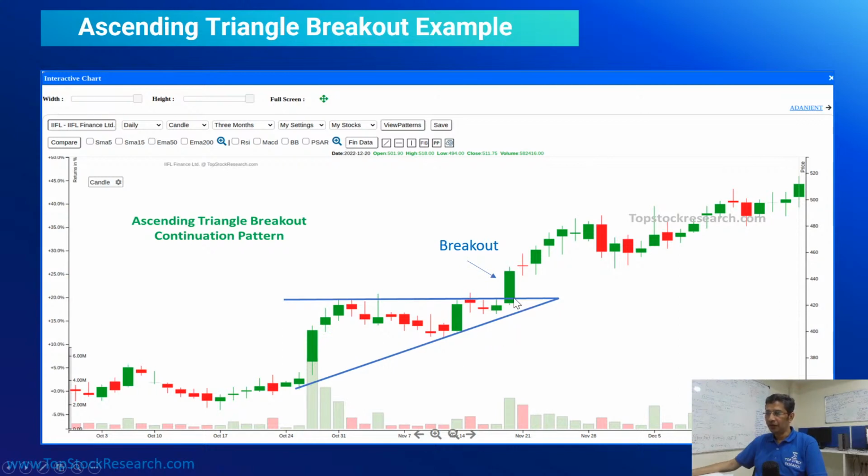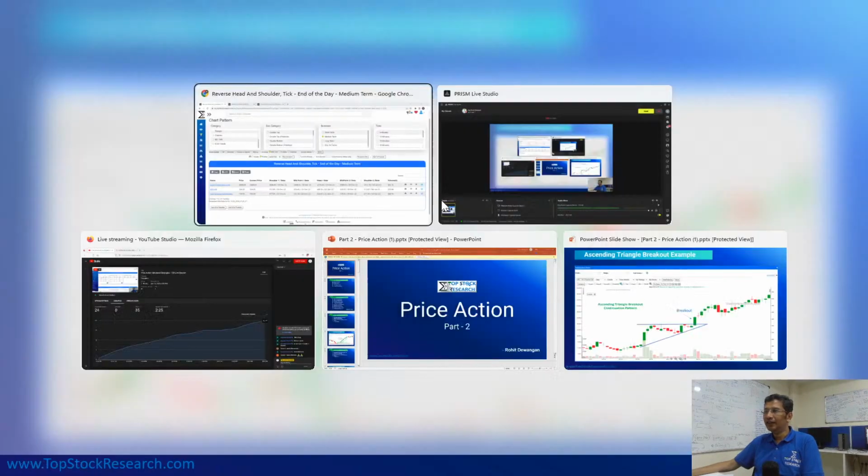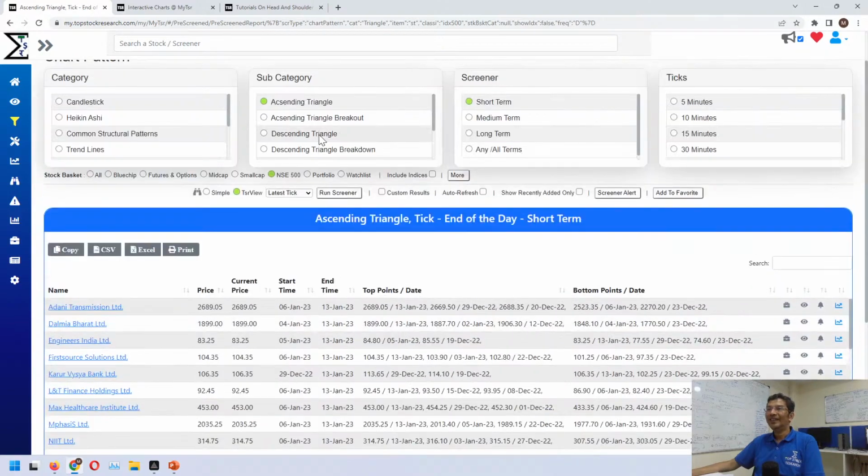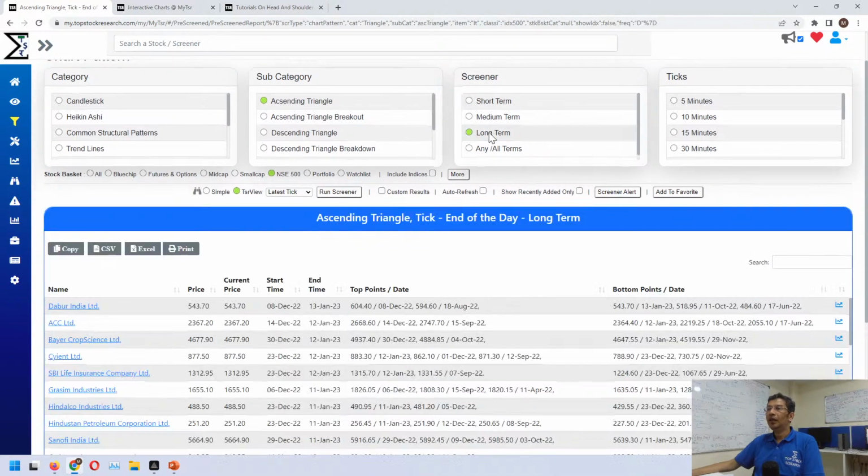Once such a breakout happens, and if the original movement is an uptrend, then it's likely to give you better results, right? So in this example, we see that the breakout has happened and it has given very good results. Where do you find this pattern? Go to triangle, go to ascending triangle, maybe long term.